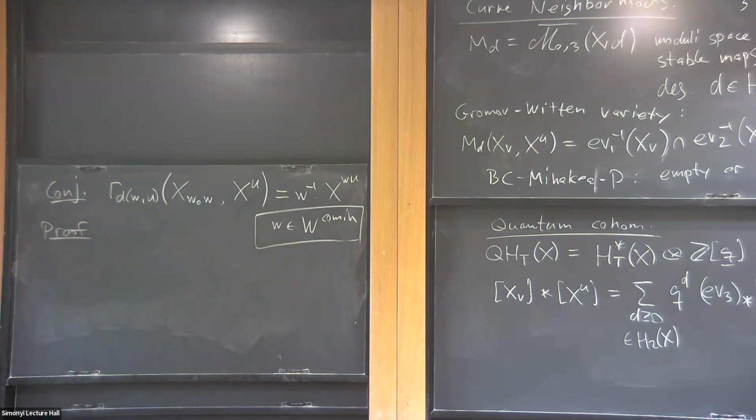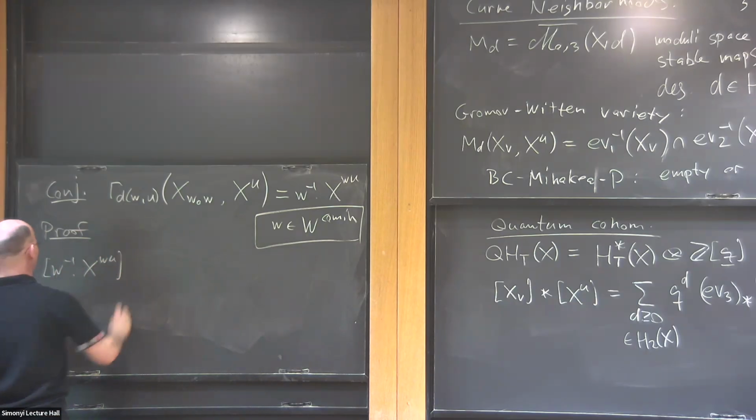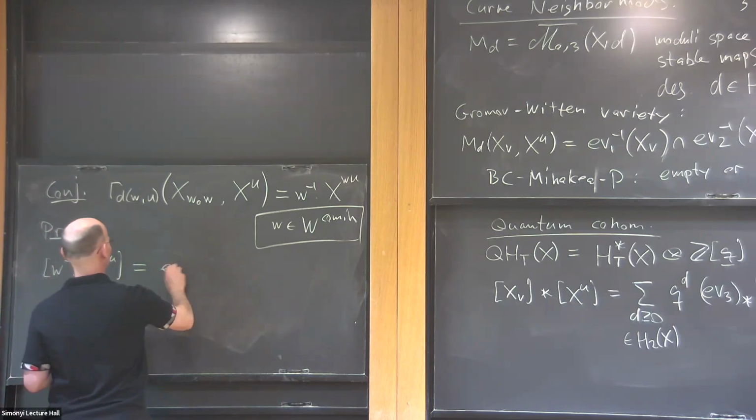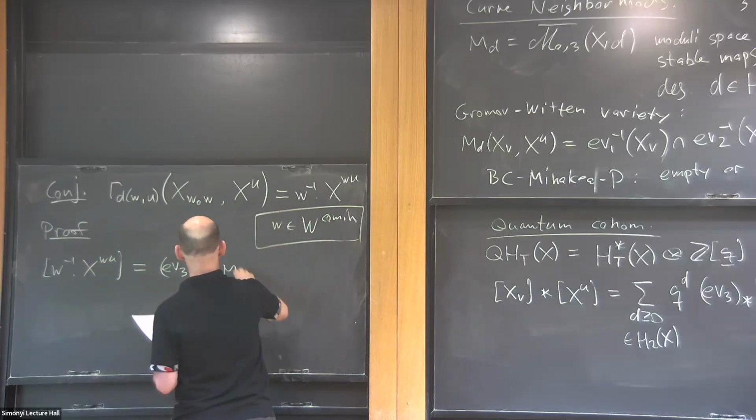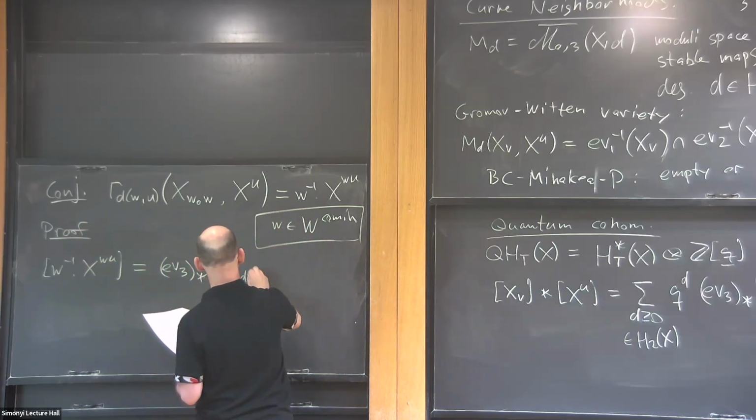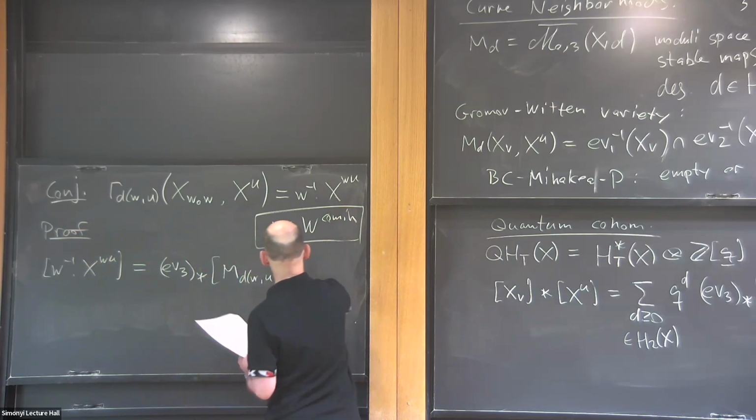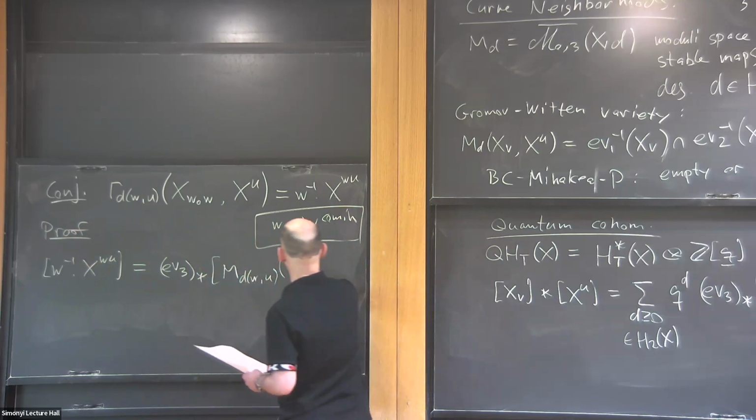Yeah. So the proof of the formula over there just says that the class of this translated supervariety is, by definition of the quantum cohomology product, just pushed forward by the third evaluation map of the moduli space. Well, the Gromov-Witten variety.